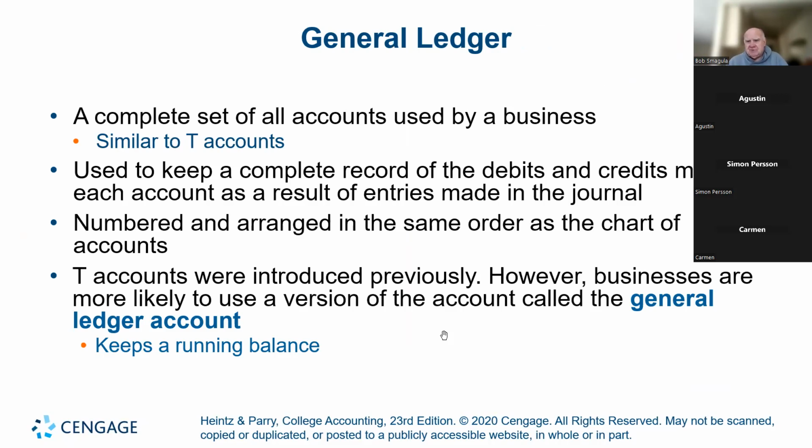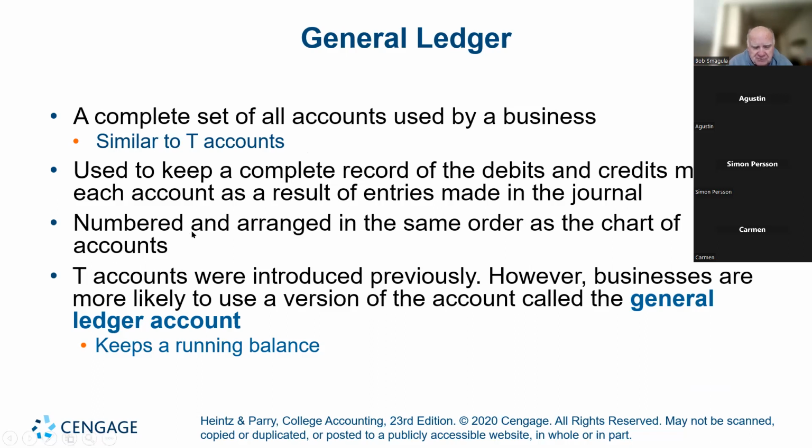The auditors are outsiders. They come into your company and review your financial statements and your procedures and policies, and hopefully they issue an opinion that tells the world your financial statements are in good order based on the information they got. So the general ledger is a complete set of accounts similar to T accounts. You're going to keep a record of the debits and credits in each account, as well as the balance in the account.